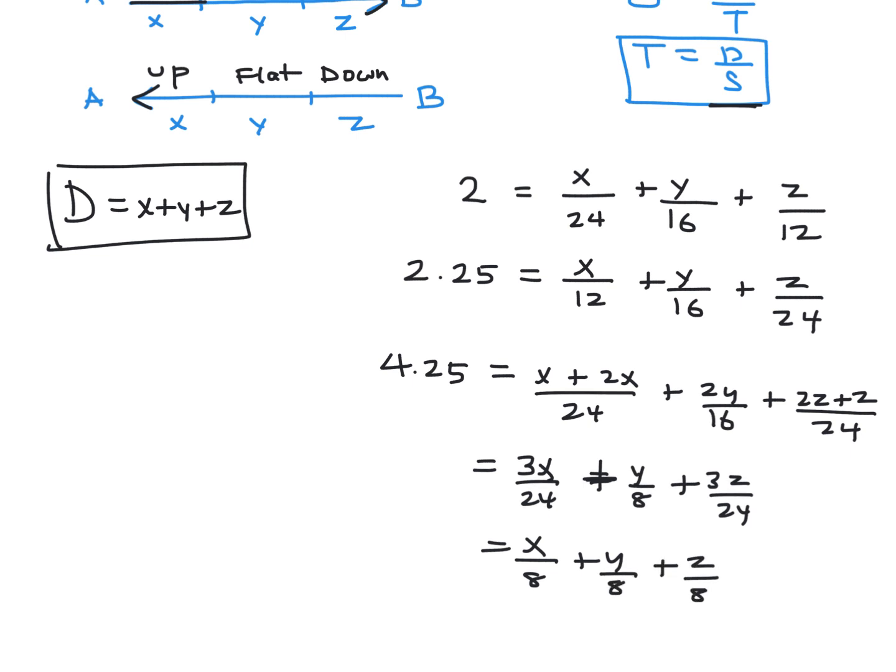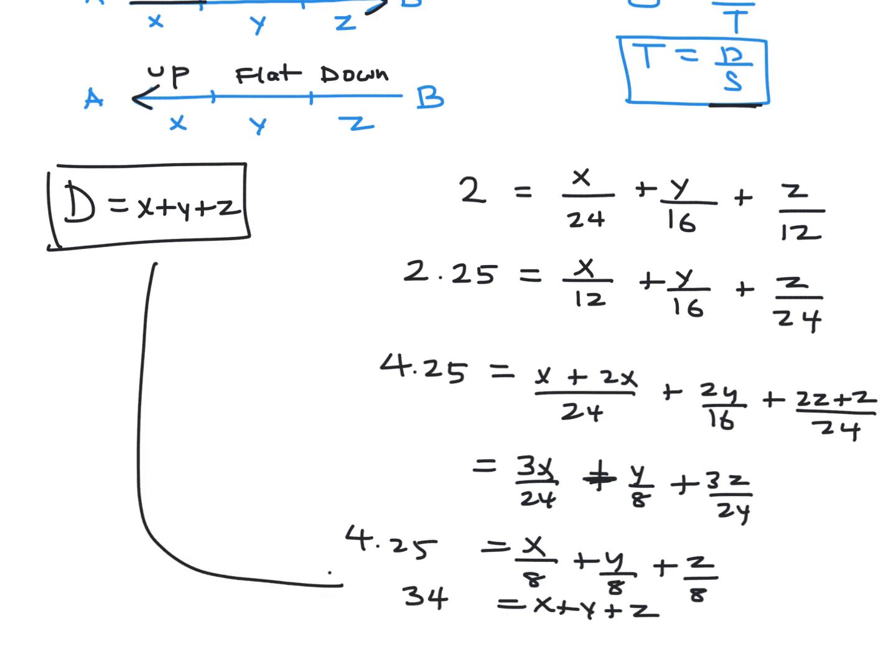Okay, that's good. And then I can just multiply through by 8. And when I do, I get x plus y plus z. And the 4.25 times 8 is 34. So there you go. That's the answer. 34. And I believe it would be kilometers.